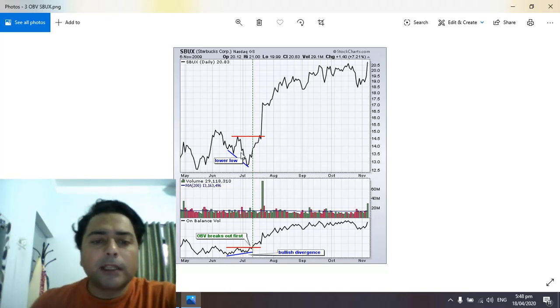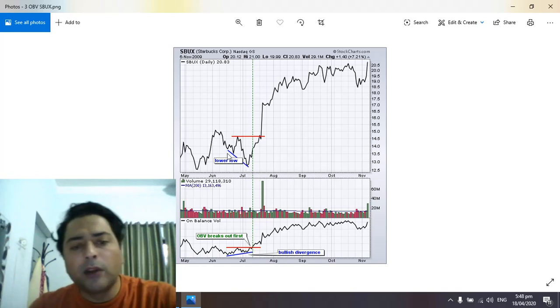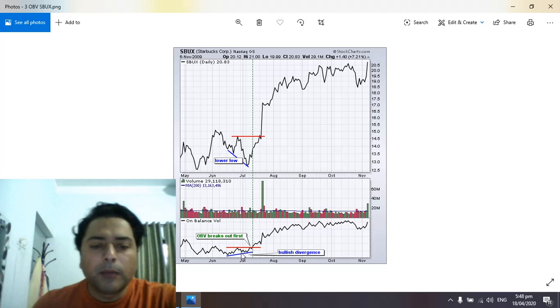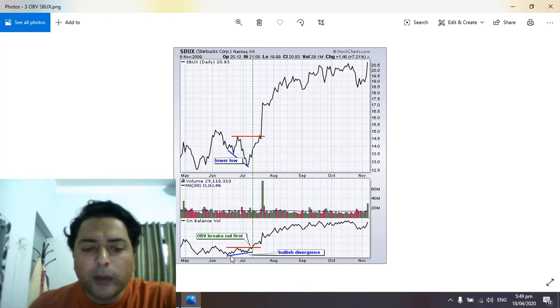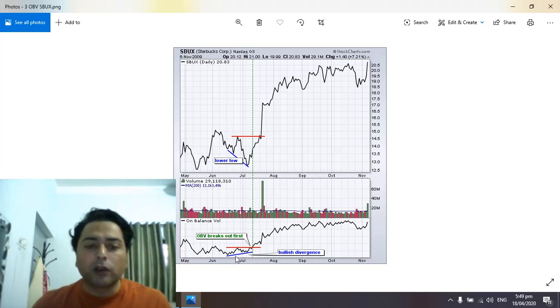Now from the price chart you can see from mid-June to early July you have a lower low in price. But during the same period, there is a bullish divergence in OBV. As can be seen on the chart, the OBV line is in a higher low. It does not go into a lower low. So there is a bullish divergence in both these lines.